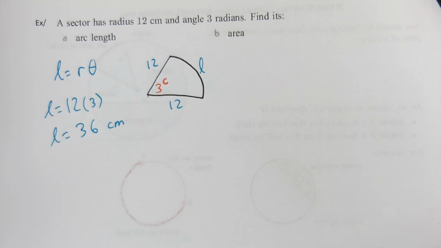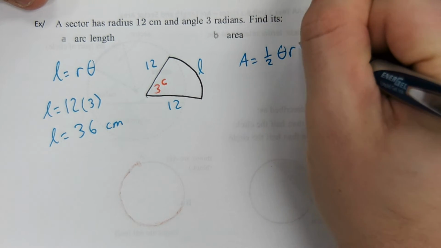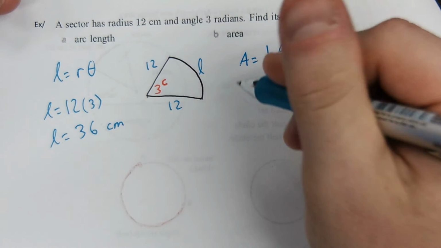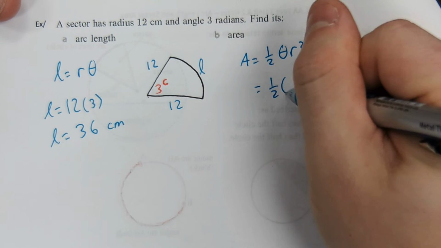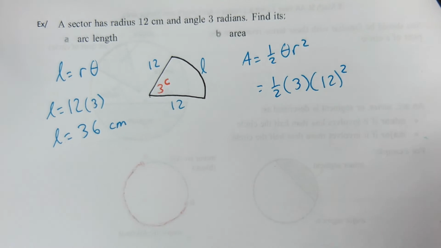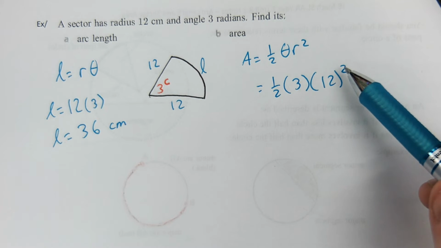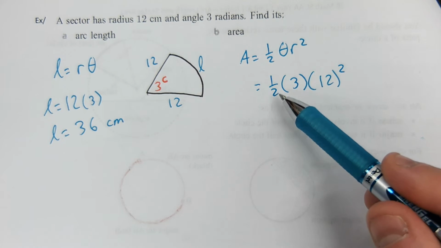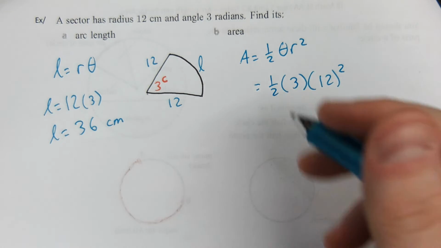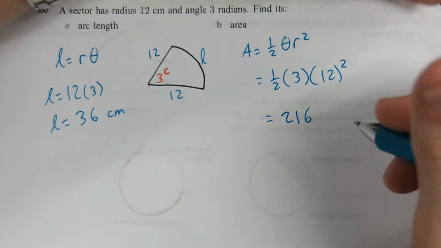Let's find the area of this sector. Area is 1/2 theta r squared since we're in radians. So our area is 1/2, our theta is 3, and our r is 12. Oh boy, let's see. 12 squared is 144. 144 cut in half is 72. 72 times 3 is 216. There you go. Square centimeters.